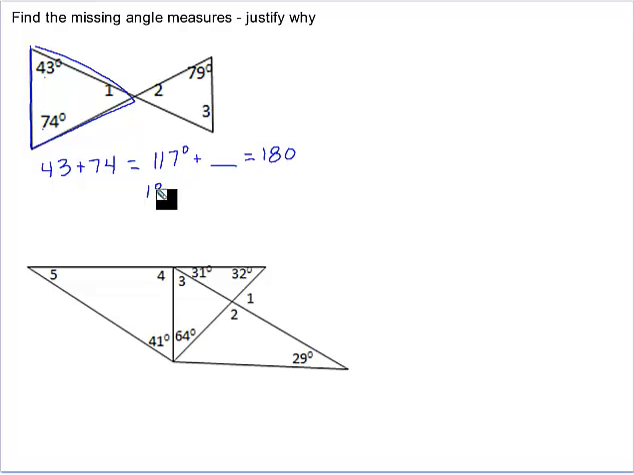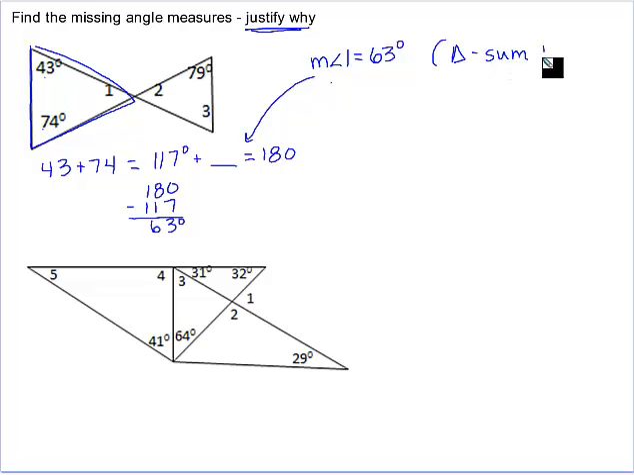So we can just take 180 and subtract 117 from it. And that gives us our angle 1. So when we do that, we get 63 degrees. So the measure of angle 1 is equal to 63 degrees. Justify why. Here is our reasoning why. It is the triangle sum theorem. There's an abbreviation for it, triangle sum theorem.